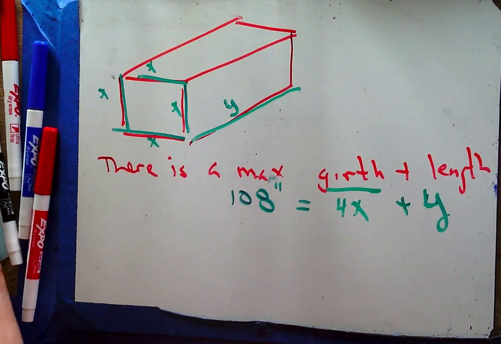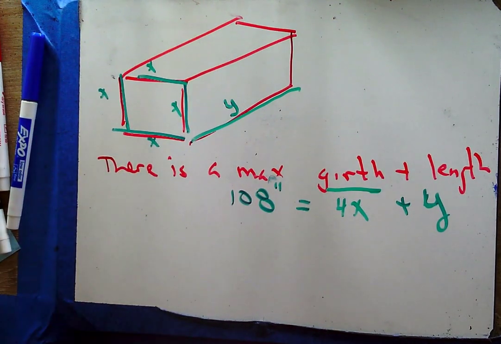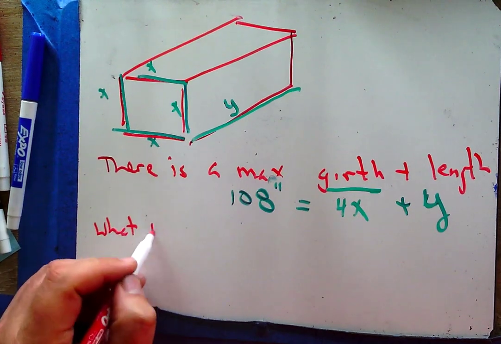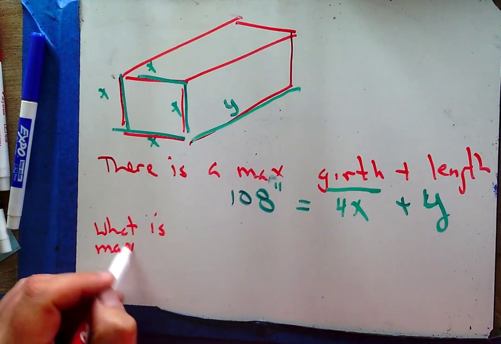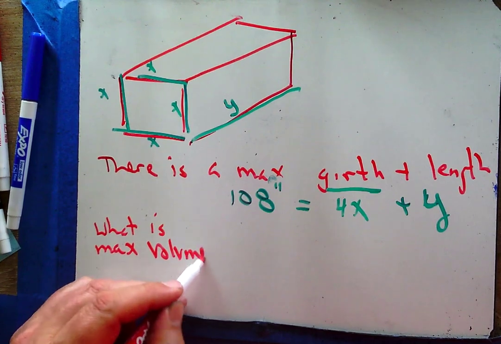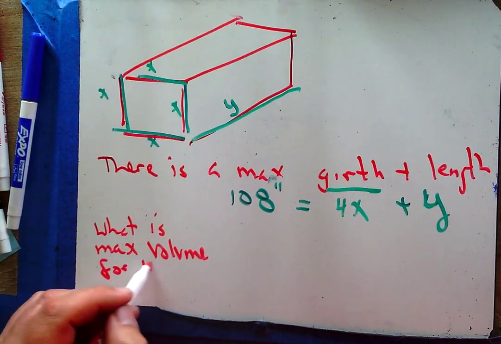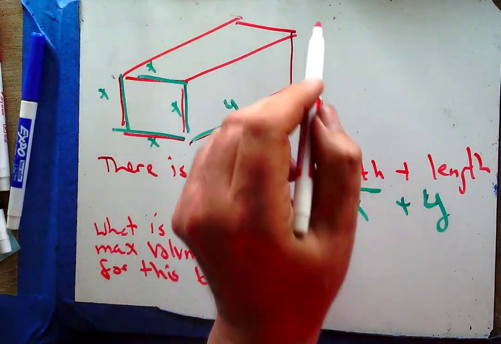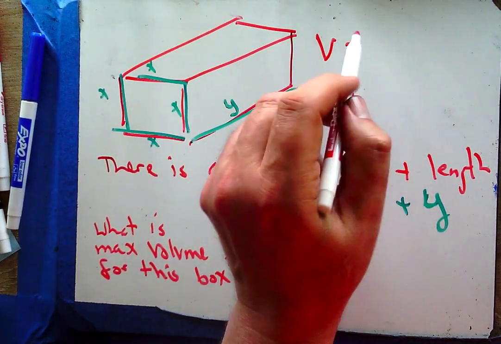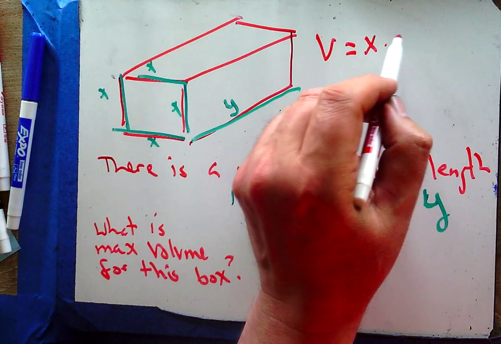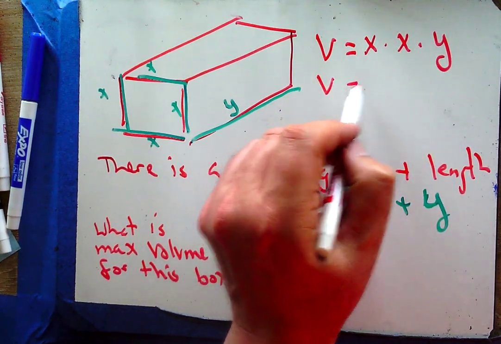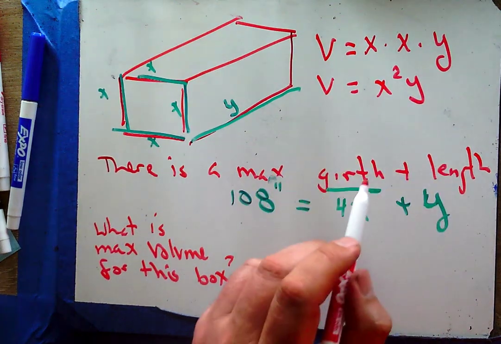Okay, so then we ask the question, what is the maximum volume for this box? Well, I remember from middle school that volume of a box is length times width times height. So volume is x squared y.